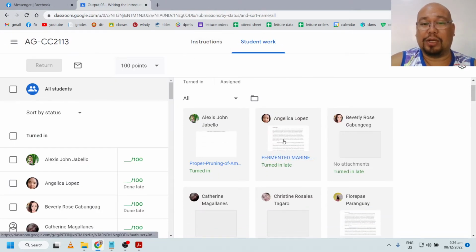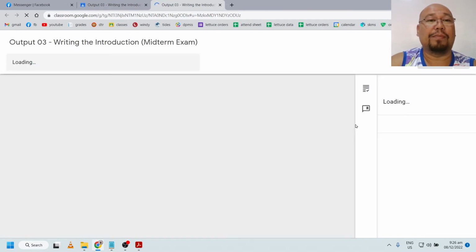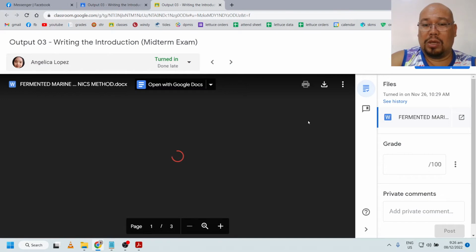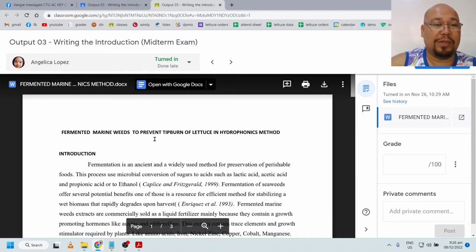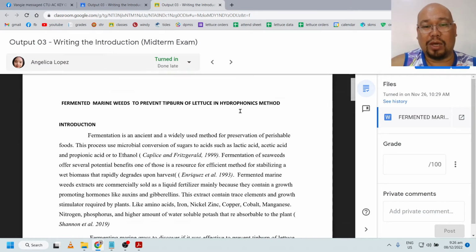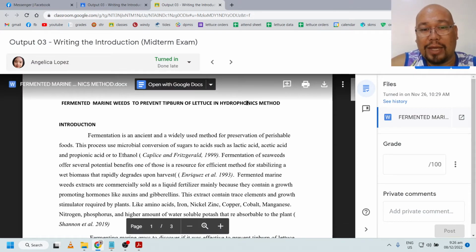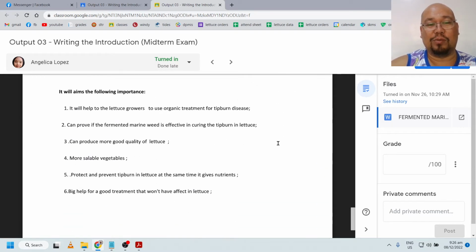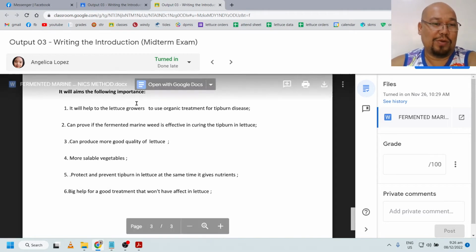Okay, this one, Angelica Lopez, kisa may kagrupo ni Angelica. Okay. Fermented marine weeds to prevent tip burn of lettuce in hydroponics. Okay, wrong spelling ha, PE. Wala na H din na hydroponics. Let me see the objectives. Kabantay na mo, objectives tayo na kung tanawon. Okay, tanawa. It will aims the following importance.